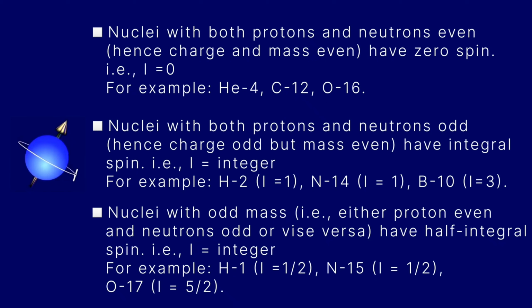Nuclei for which nuclear spin I equals 0 are non-magnetic and don't have a magnetic moment. Hence, they will not respond to an external magnetic field. Only nuclei with non-zero nuclear spin will respond to the external magnetic field.